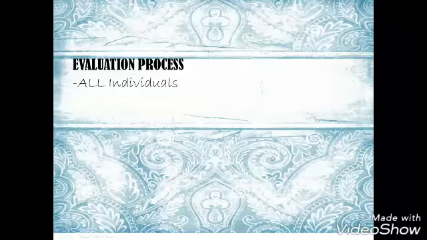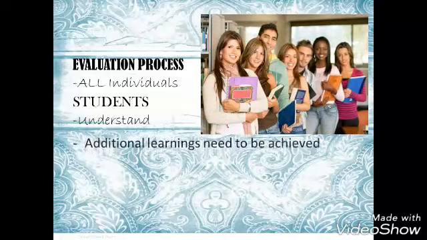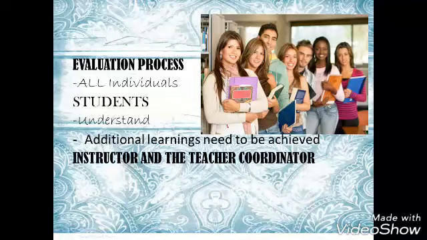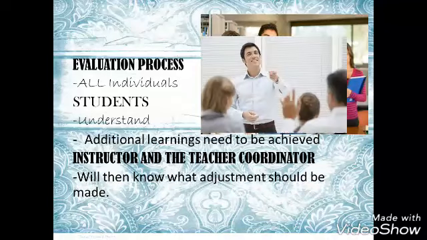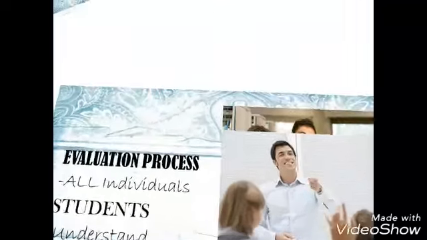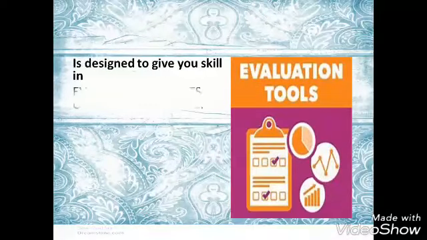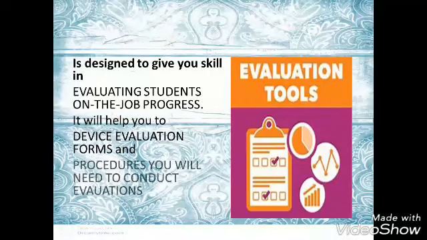When the evaluation process is performed by all the individuals involved in the training, the teacher coordinator, the on-the-job instructor, and the student will be more likely to understand what he or she has accomplished and what additional learnings need to be achieved. In addition, the on-the-job instructor and the teacher coordinator will then know that adjustments should be made in the on-the-job experiences to meet the learning needs of the student. This module is designed to give you skill in evaluating students' on-the-job progress. In addition, it will help you to revise the evaluation forms and procedures you will need to conduct these evaluations.